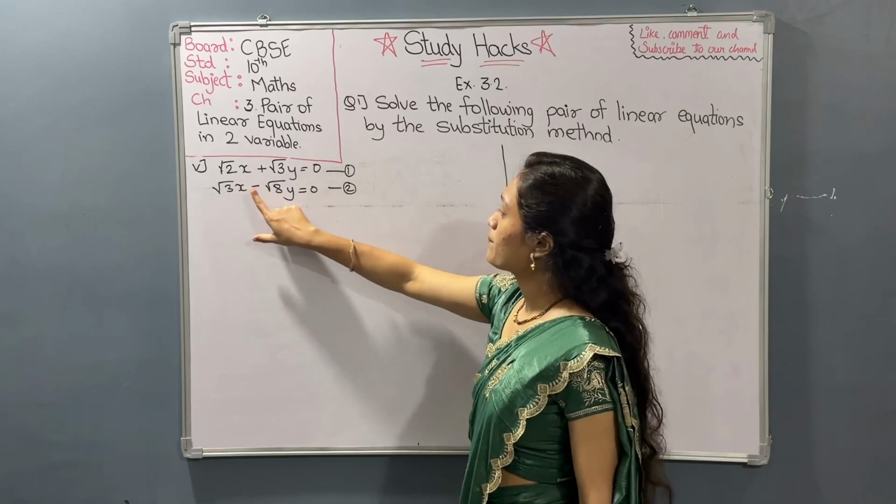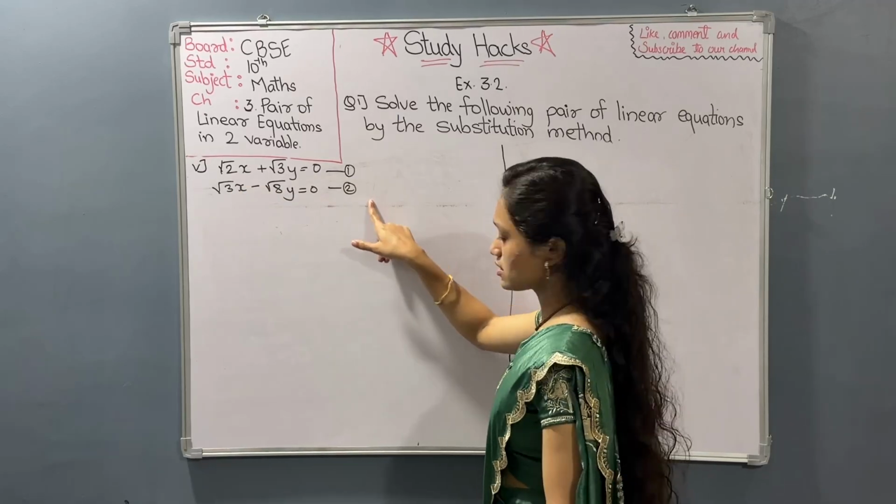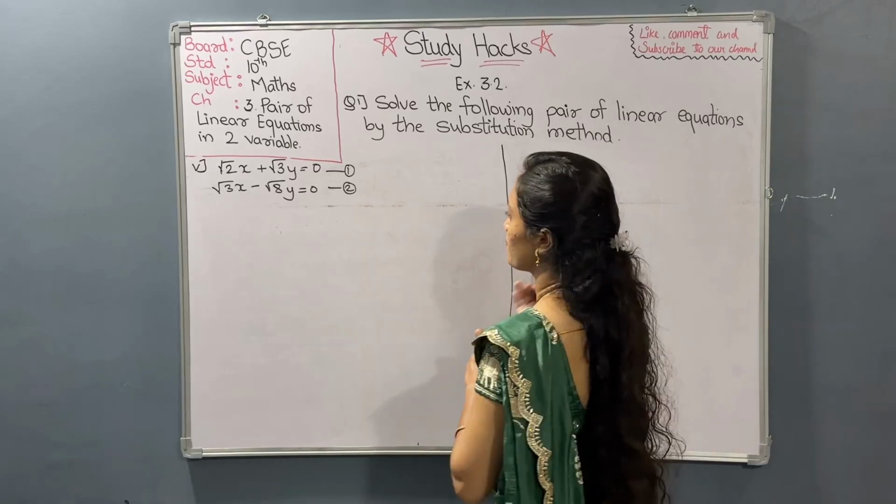√3x − √8y = 0. This is our second equation.